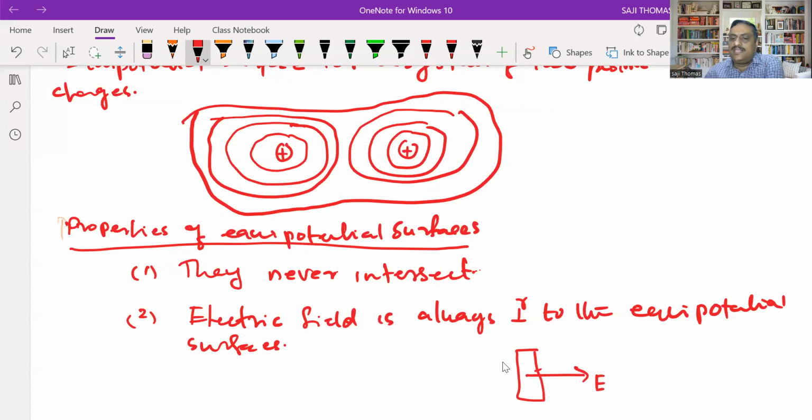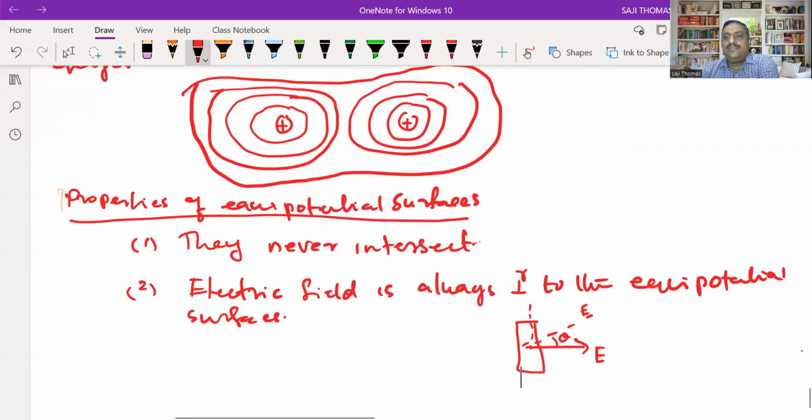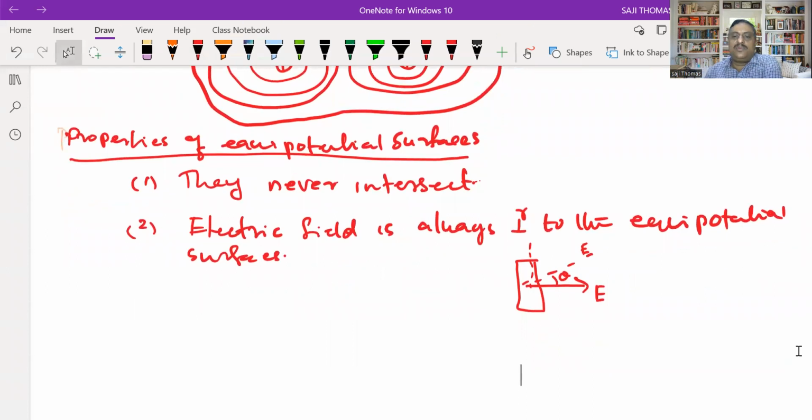Suppose electric field is in this direction, making some angle as shown by the dotted line. If it is like this, electric field can be resolved into two components. E sin theta component will be along the surface. That will make the charges move. That means there exists a potential difference across the surface. It is not possible. You know, equipotential surface means all points are at the same potential. So there cannot be a potential difference. That is the reason electric field is always perpendicular to the equipotential surface.